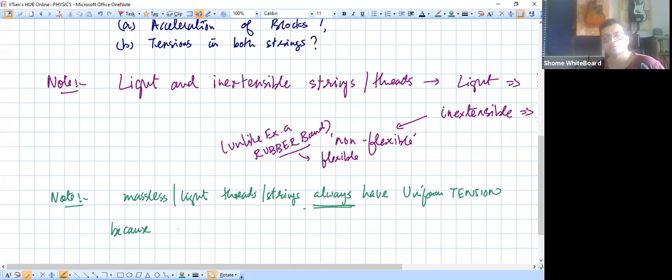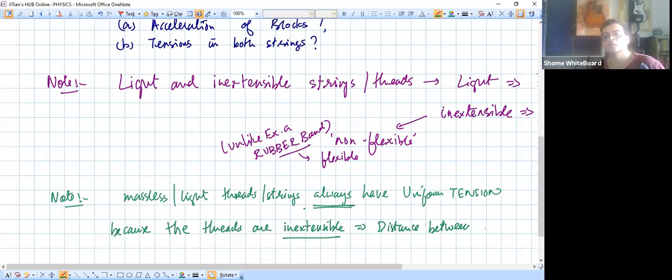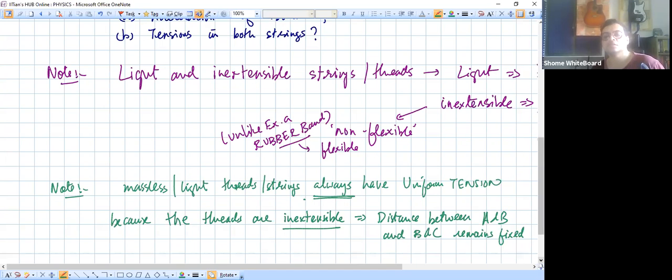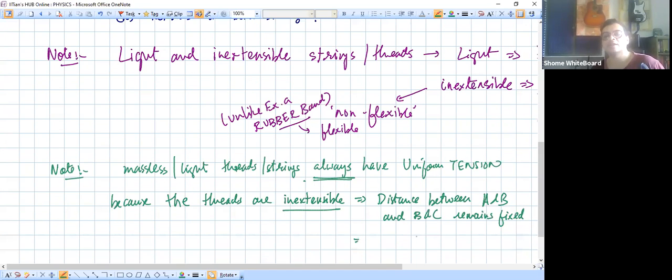Okay, because the threads are inextensible, the distance between A and B and B and C remains fixed as they move. And that is why the acceleration of the block A will be identical to the acceleration of the block B, will be identical to the acceleration of the block C, which we are taking as a. So this is another important aspect when we are solving the problem.